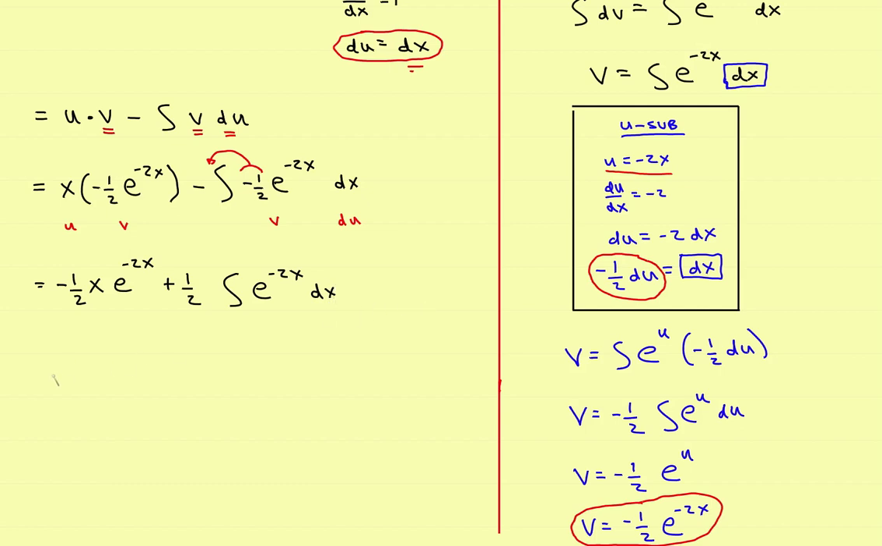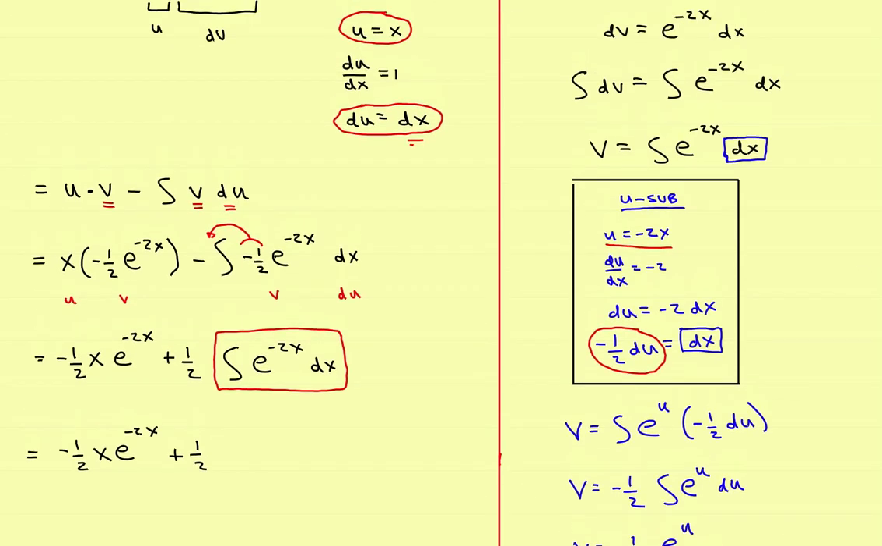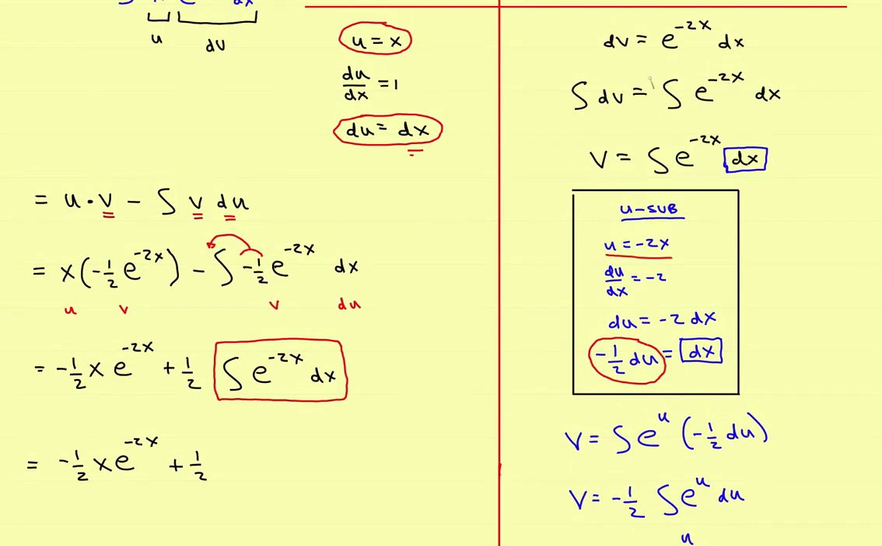Okay, now here's where you get a little bit lucky. What you've got is this. This will be minus 1/2 x e to the minus 2x. That's that part right there. Then you've got plus 1/2. Now here you can use anything you've done in a previous step again. Well, let's just put a little box around this entire thing right here. This integral, e to the minus 2x dx, is exactly like what I had over here. So that is exactly the same thing as this right here.